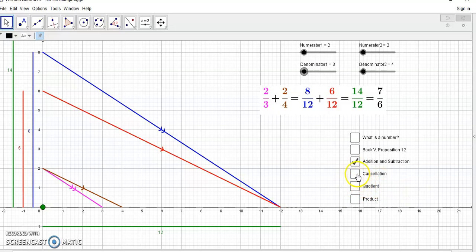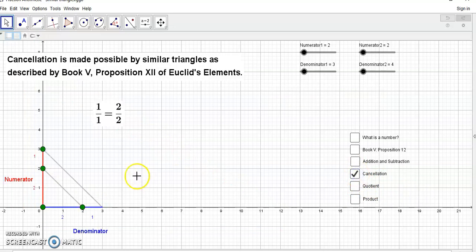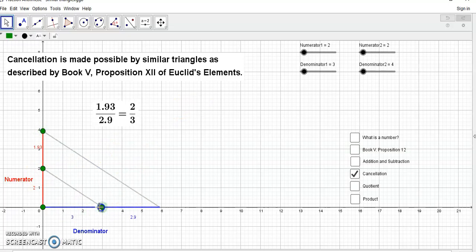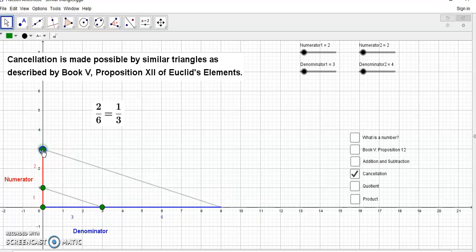Now, an important thing to notice before we can realize anything about the quotient, is cancellation. And cancellation, again, is made possible by Book 5, Proposition 12, because look, if you have a ratio like this, let's say 2/3, or even better, 1/3, and see, so if we have 1/3, that's the same as what?